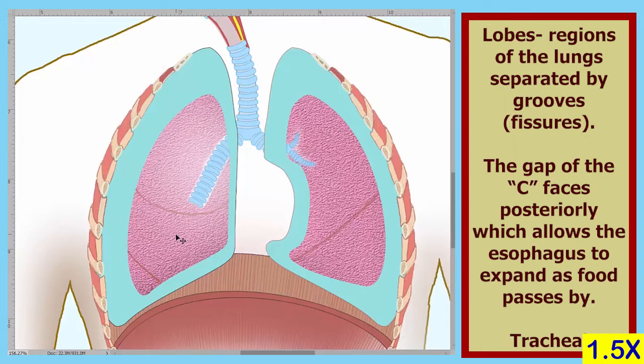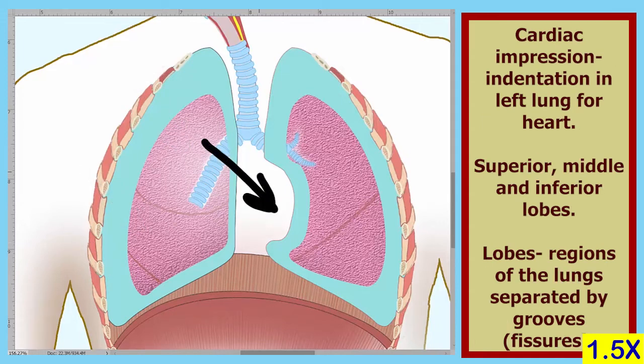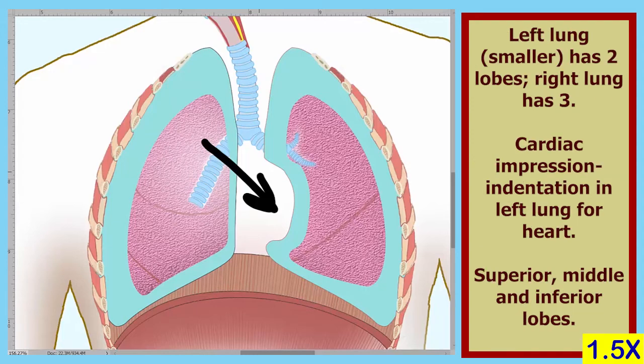The right lung has 3 regions separated by grooves. These regions are the superior, middle, and inferior lobes, and the grooves are called fissures. The left lung has an indentation to allow space for the heart. This indentation is called the cardiac impression. Consequently, the left lung is smaller and only has 2 lobes.